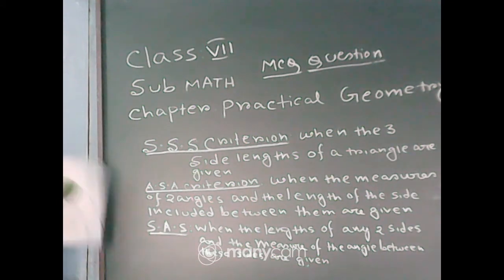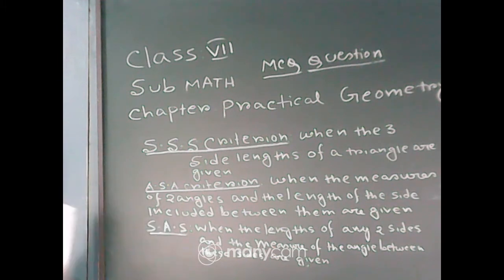ASA criterion: when the measures of two angles and the length of the side included between them are given, that is angle-side-angle criterion. And finally SAS criterion: when the lengths of any two sides and the measure of the angle between these sides are given, that is side-angle-side criterion.